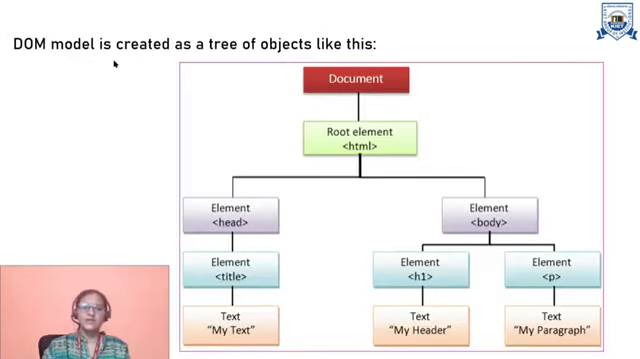The DOM model, as it is in the form of a tree of objects, can be represented in this manner. The root element of the document is HTML. It starts with the head. Head contains the title and another text. The other part of the root element is the body. The body can again contain several other elements.